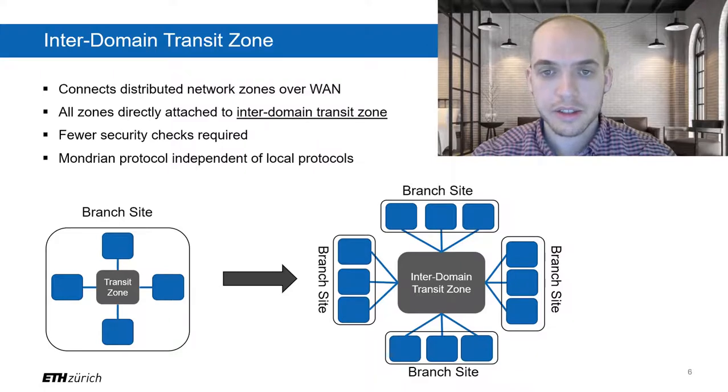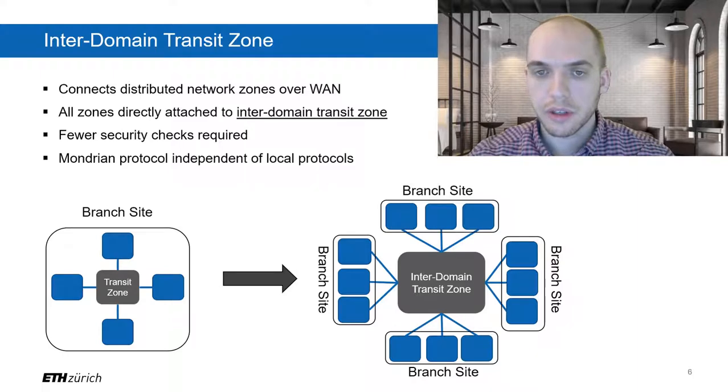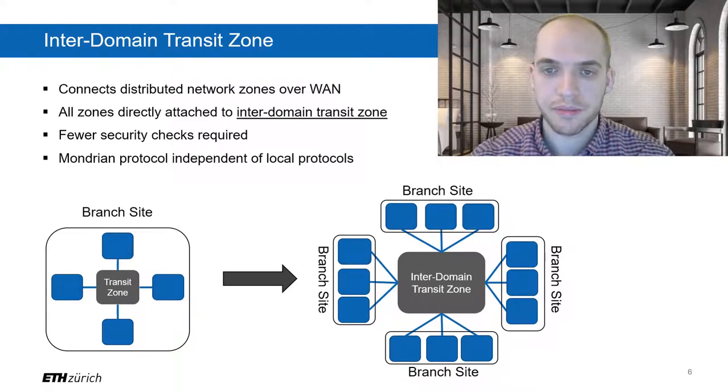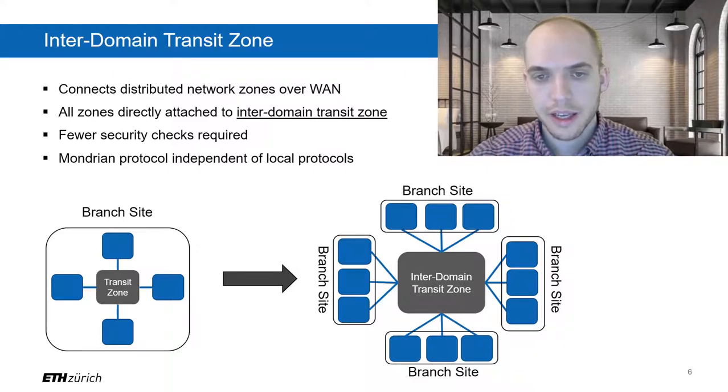Inside this transit zone, the Mondrian protocol is used. This protocol can transport zone information across the interdomain transit zone, allowing remote destinations to easily verify zone transitions. This solves the first issue we identified in today's architectures. Additionally, the Mondrian protocol is independent of the internal protocols used at each site, solving the incompatibility issues.